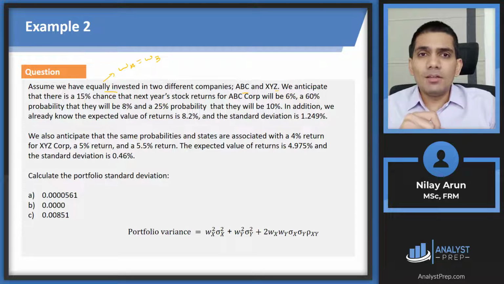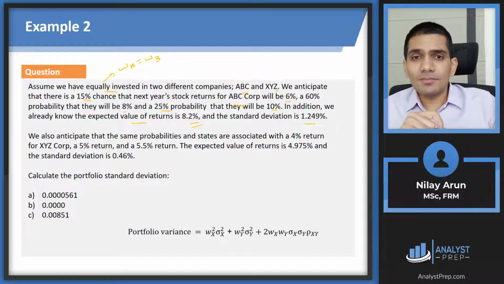Now we anticipate there is a 15% chance that next year's stock return for ABC, the first company, will be 6%, 60% chance that it will be 8%, and 25% probability that it will be 10%. In addition, we have been given that the expected value of returns is 8.2%, and the standard deviation is 1.249%. So you can see it's like information overload. We've been given too many numbers. So now we're thinking, what do we do with all of these numbers, right? We're not used to so many numbers in one question. But that's not the end of it, because more numbers are coming up.